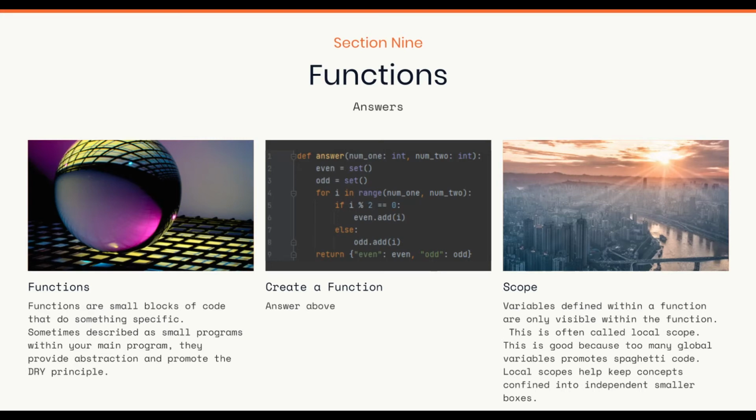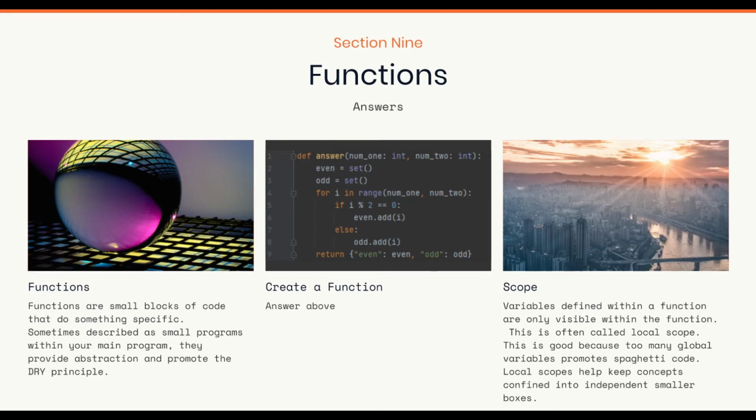This is the answer to that question. So we can look at the code to see what's going on. We have a function named answer, accepting 2 integers as parameters. We have an even and odd set, and then we go through a range of number 1 to number 2, and then we use the modulus operator to test if it's even or odd, and then we assign it to the proper set depending on that outcome. And then of course at the very end there, we return a dictionary with even and odd numbers. All right, sweet. So you don't have to get the exact same answer as long as you get the same result.